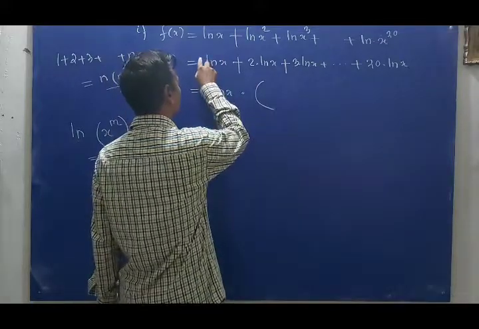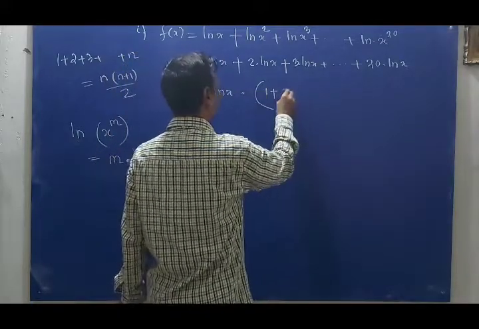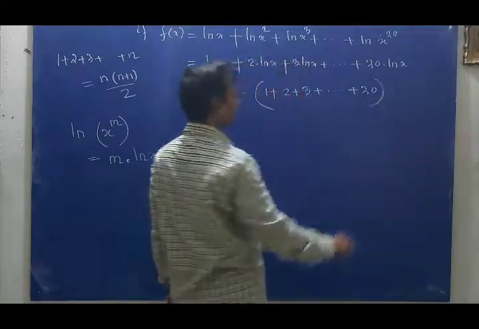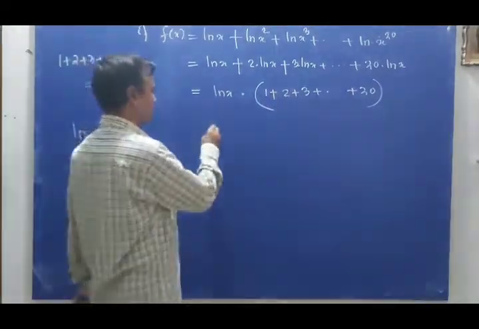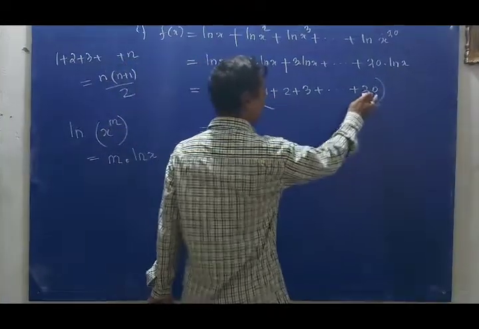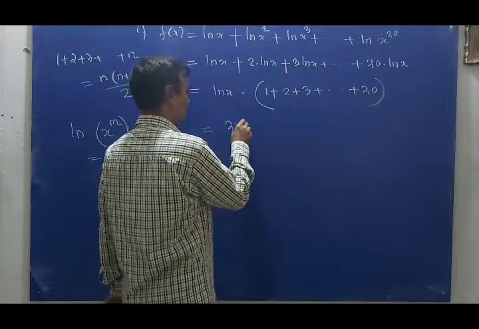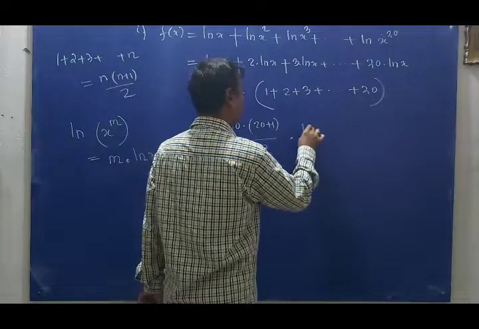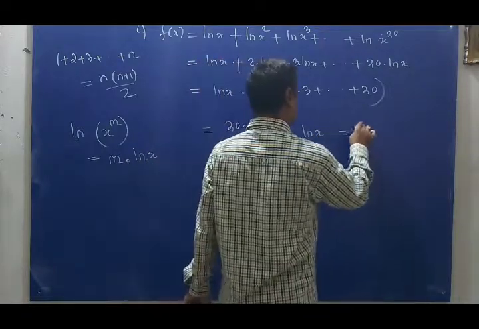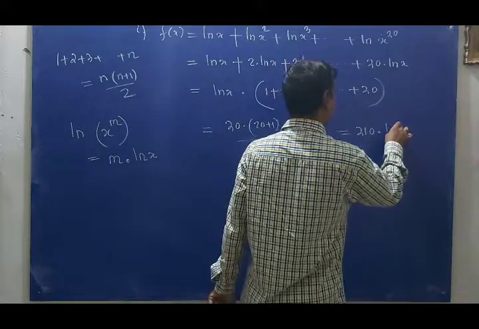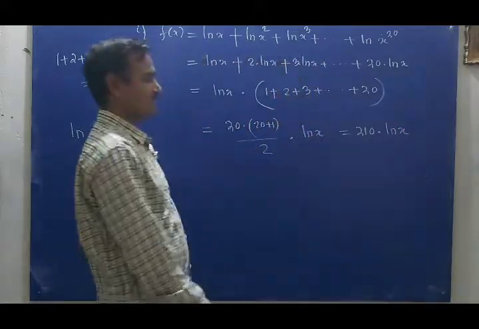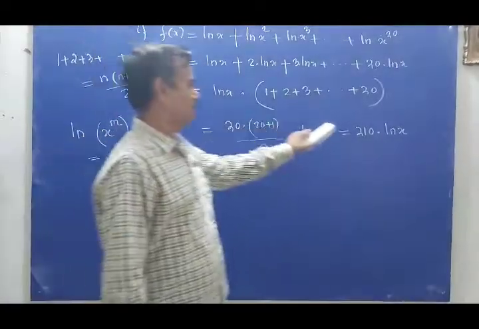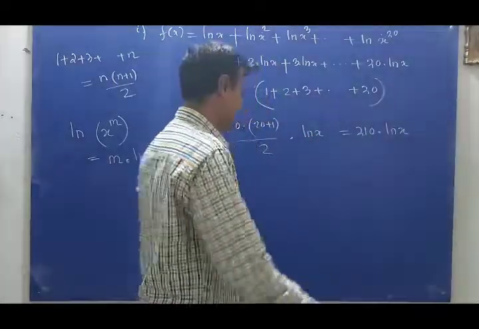What is there? Here 1 plus 2 plus 3 plus dot dot dot plus 20. 1 plus 2 plus 3 dot dot dot 20 is equal to the sum. What is the formula? 20 into 20 plus 1 by 2 into ln of x is equal to 210 into ln of x. Then f of x is equal to 210 into ln of x.